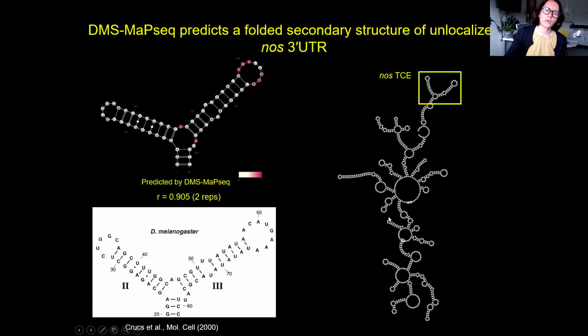So here I'm showing you the 3' UTR of unlocalized nanos RNA. You can see that's very structured. And here in the box, I'm highlighting the translational control element that I'm enlarging here. And this is important because the same structure was before predicted computationally by Liz Gavis's lab, so we were able to recapitulate it, but also because the structure binds a translational regulator called SMOG. So we can probe this structure even within a proteinaceous environment.